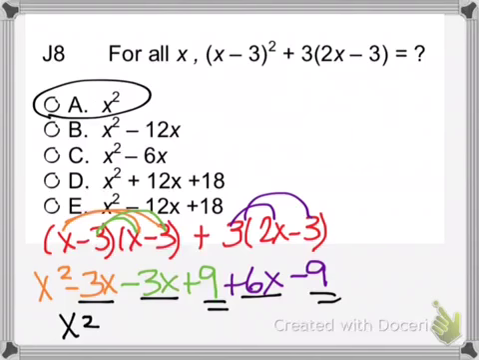I distributed my 3 on the outside of the second set of parentheses with the purple lines, and that gave me 6x minus 9. And when I combined all of my like terms, that gave me x squared. So the answer is A, x squared.